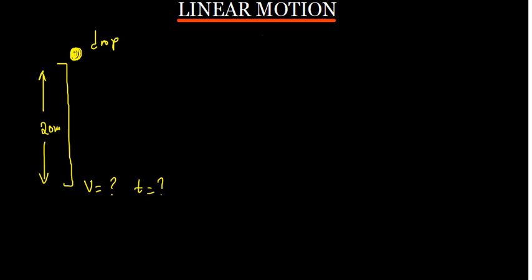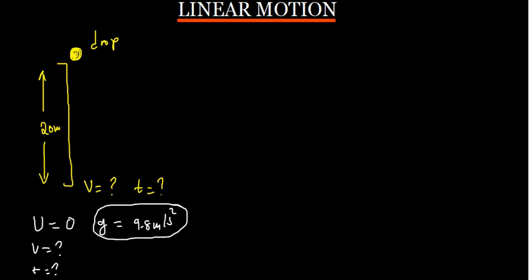Since you have dropped, that means that the initial speed is 0. The final speed you don't know. The time you also don't know, but you know the acceleration. The acceleration is what? 9.8 meters per second squared. It is always constant. So the acceleration is constant in free fall. It doesn't change. It is constant. And then you also have the height, which is 20 meters. So look for an equation if you want to find final velocity.